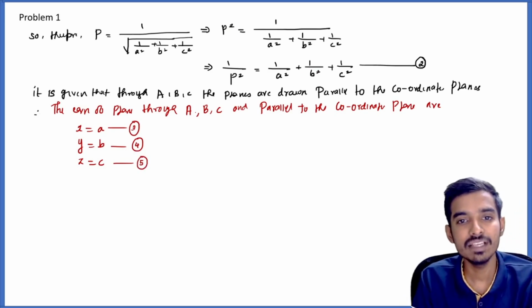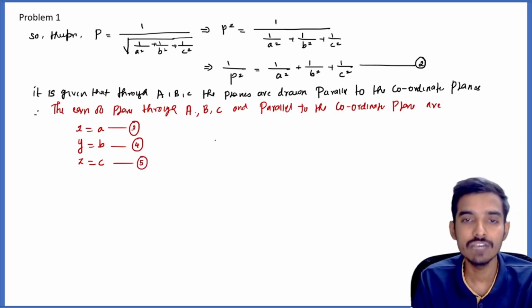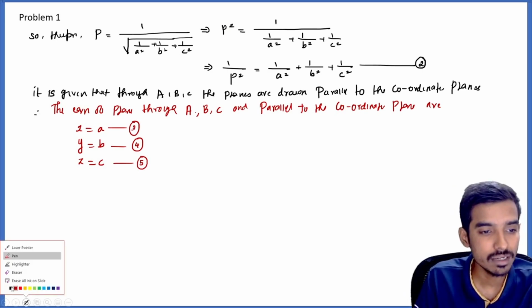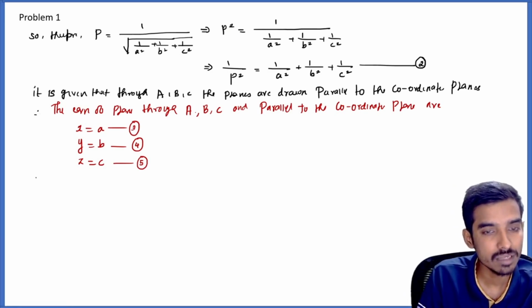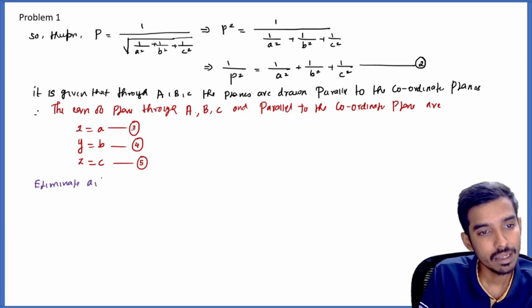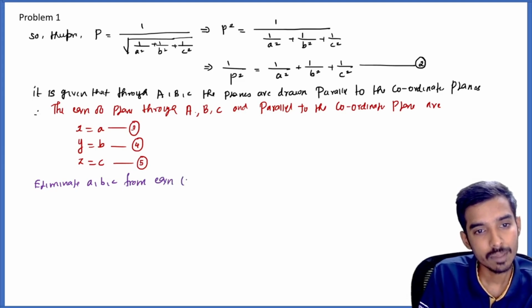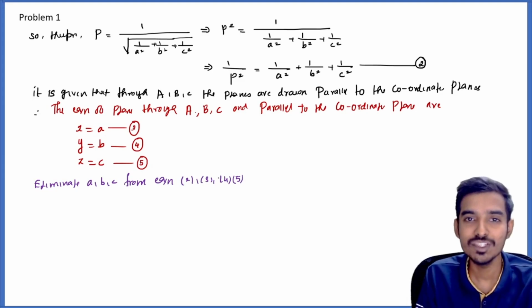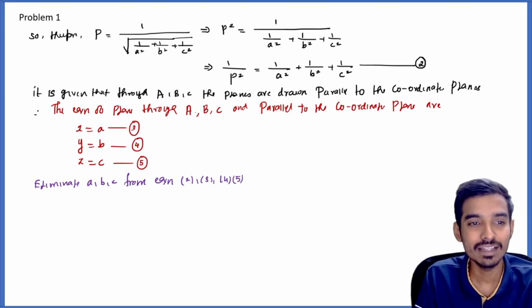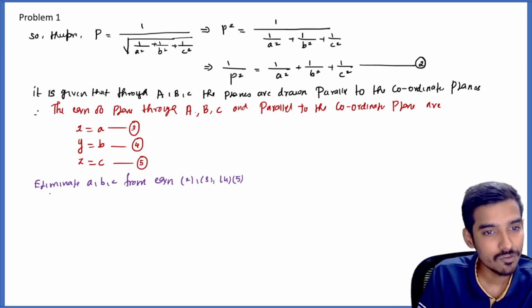So eliminate a, b, c from equations 2, 3, 4, 5, and you will get the required locus. Very easy to eliminate, because we can easily eliminate by just putting a equal to x, b equal to y, c equal to z. So substitute 3, 4, 5.